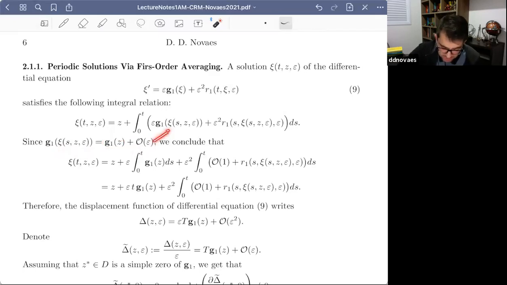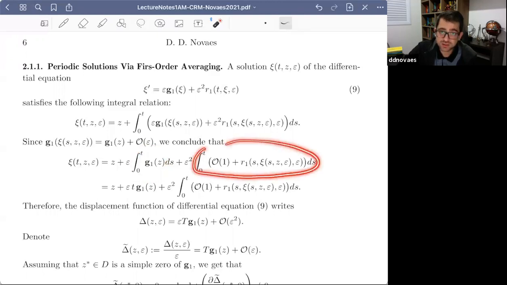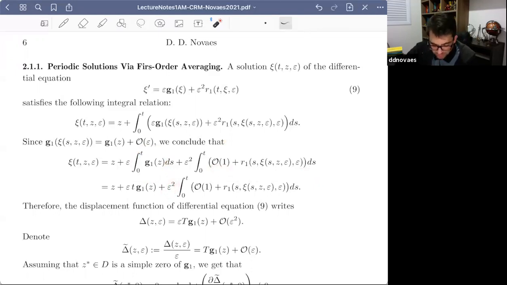We can substitute this here and conclude that the solution writes like z plus epsilon multiplied by the integral of g1. G1 does not depend on t, it's autonomous, the first order. So we can compute explicitly this integral. This is just z plus epsilon t g1 of z, and all the remainder is of order 2 in epsilon. Okay, so this is the integral of something which is bounded in epsilon plus the remainder.